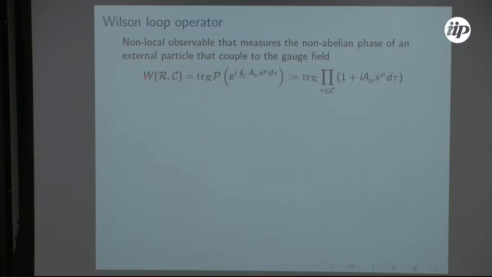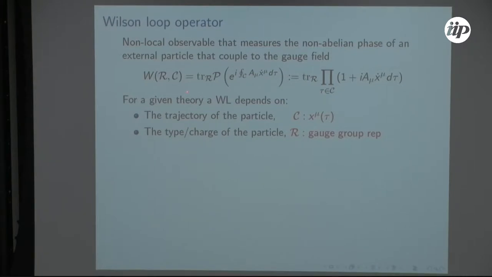And as you can see here, it depends on two arguments. One of them is the trajectory of the particle, so it depends on the parametrization of the curve. But it also depends on the type of particle, through the representation in which you take this trace. So today I'm just going to be focusing on the fundamental representation, so that's why I'm talking about quarks. But still we can consider different curves.